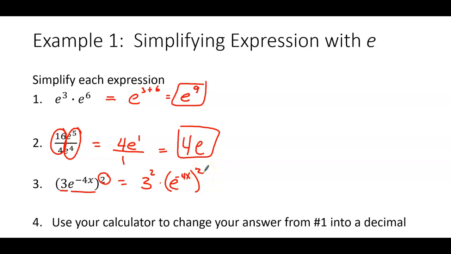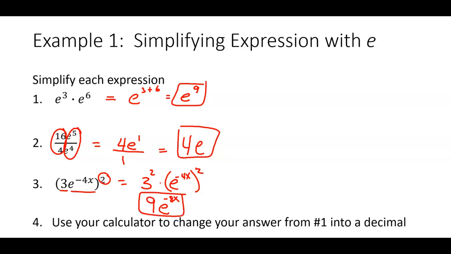And do those separately because the way that it plays out is a little bit different. So 3 squared is 9. And then this one here, you square it, what you do is you multiply the exponents. So what would that come out to be? Negative 8. And the x just stayed there. Negative 8x.